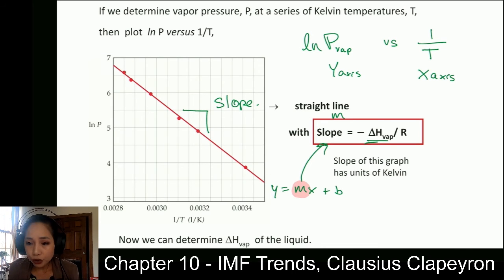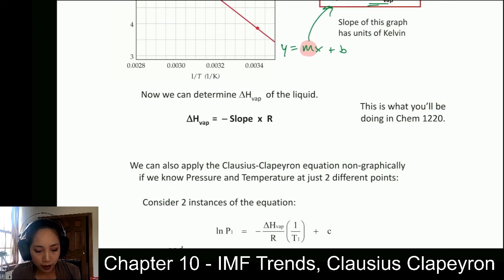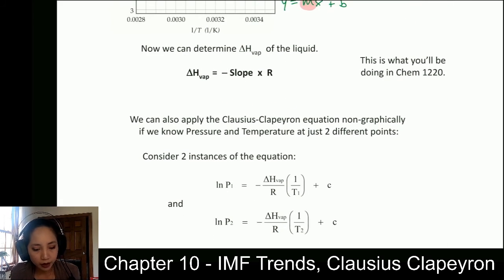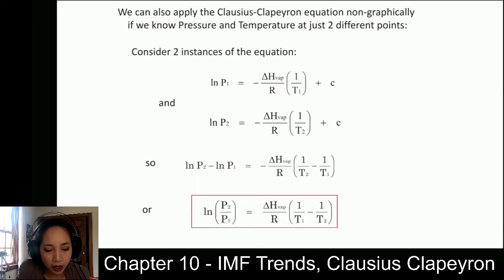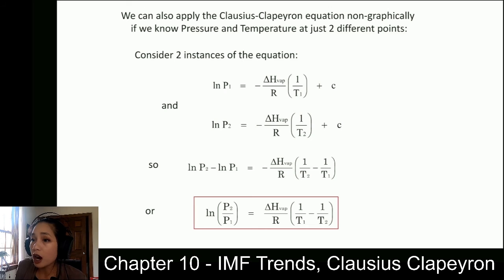So this is how you calculate it graphically. We have many different data points here. And you'll do this in 1220 in lab. You can also apply the Clausius-Clapeyron equation non-graphically, as long as we know 2 different data points.